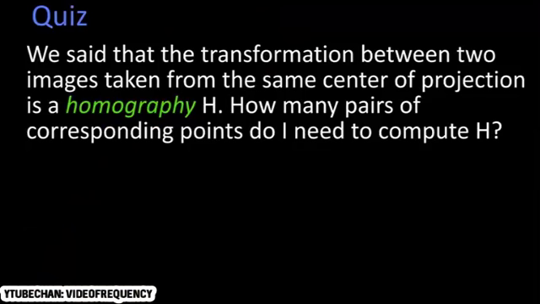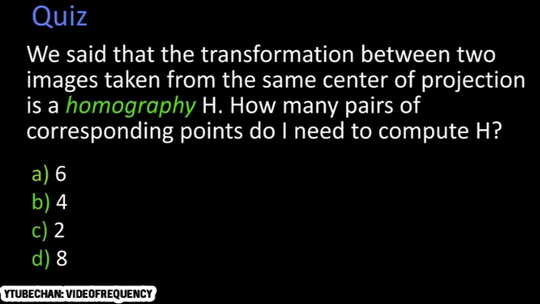Okay, time for a quiz. Simple quiz. You're going to love this one. We said the transformation between two images taken from the same center of projection is a homography H. How many pairs of corresponding points do I need to compute H? A, 6, B, 4, C, 2, D, 8. Everybody's going to say 8 because it's 8 degrees of freedom. No, it's 4. It's 4 pairs of points. Each pair of corresponding points gives you 2 equations.